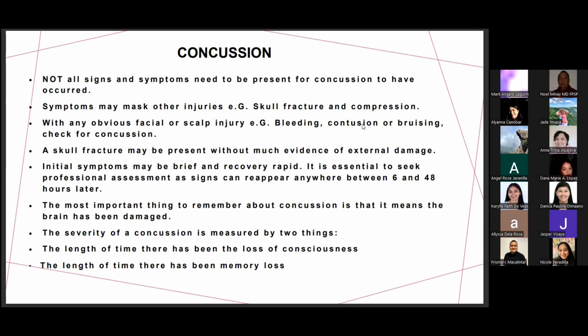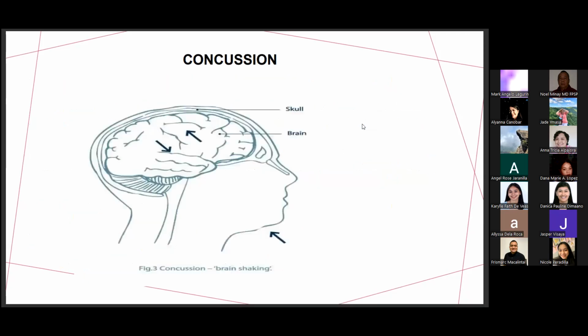The severity of concussion is measured by two things. First is the length of time there has been loss of consciousness. The second is the length of time there has been memory loss. This is a type of concussion.